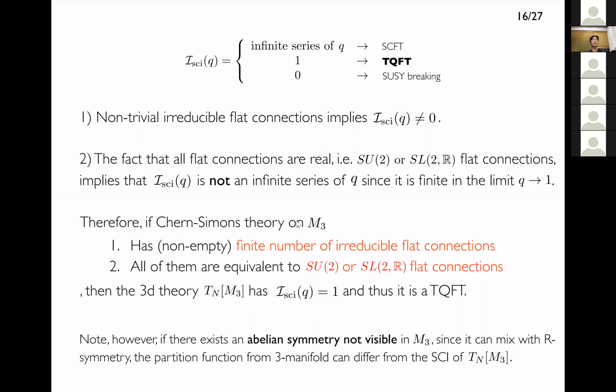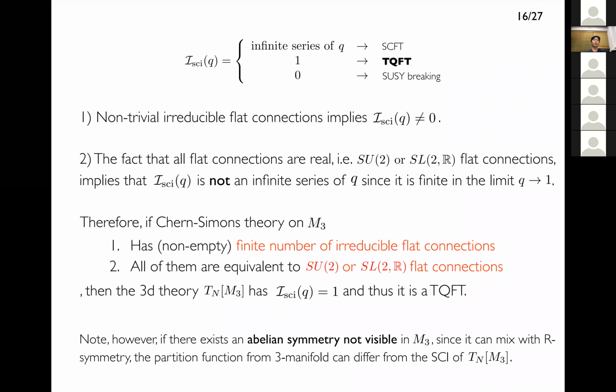So if we assume that the internal Chern-Simons theory has non-trivial irreducible flat connections, then the space-time 3D theory has a non-zero superconformal index. Supersymmetry is unbroken if there is a non-trivial irreducible flat connection. Moreover, if the flat connections are real, namely SU(2) or SL(2,R) flat connections, then as we saw in the previous slide, the superconformal index is finite in the q to 1 limit. Therefore, it cannot be the index of an SCFT.